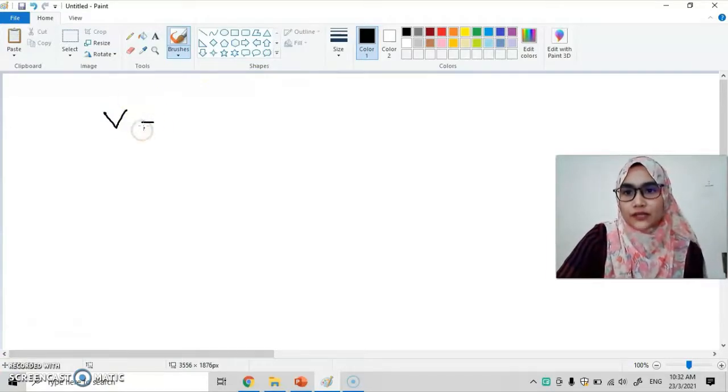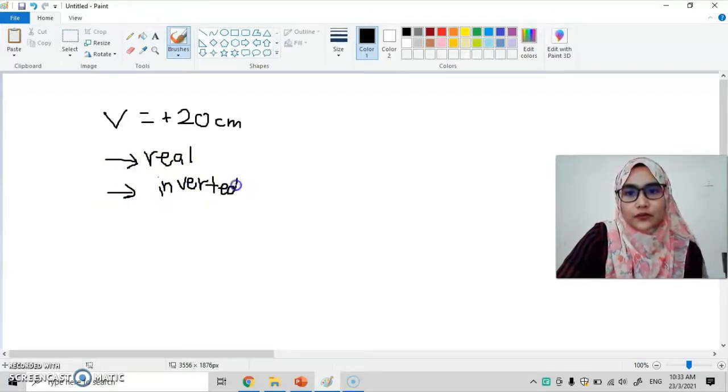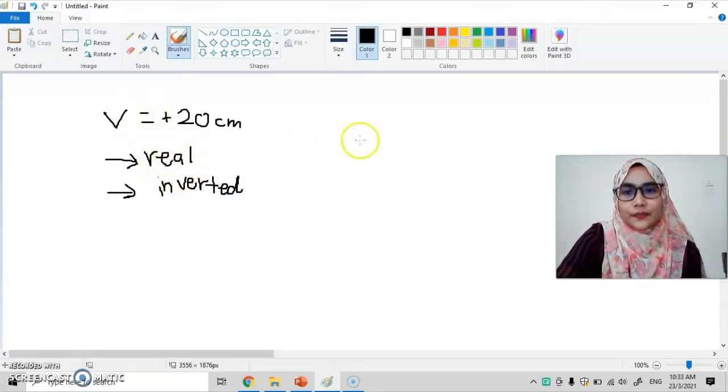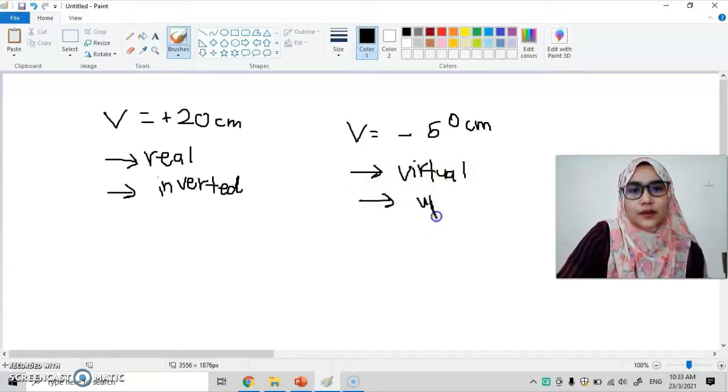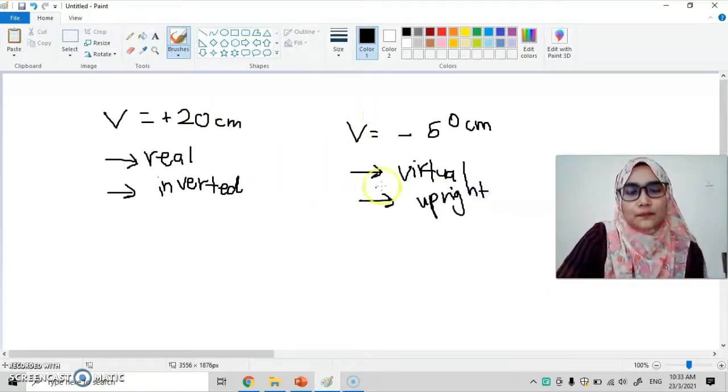If you calculate V using the mirror equation, you will obtain the value, let's say, 20 centimeter. So the value is positive, right? So positive indicates it is a real image. So real is inverted. Okay, be very careful. Positive for V is real. If the value, let's say, is negative 50 centimeter, then negative means it is virtual. Virtual means upright. Okay, from the answer for V, you can obtain two characteristics.